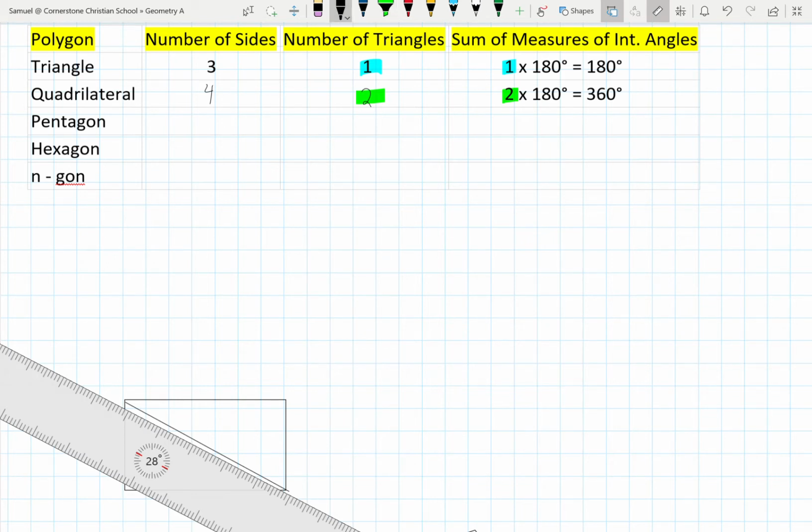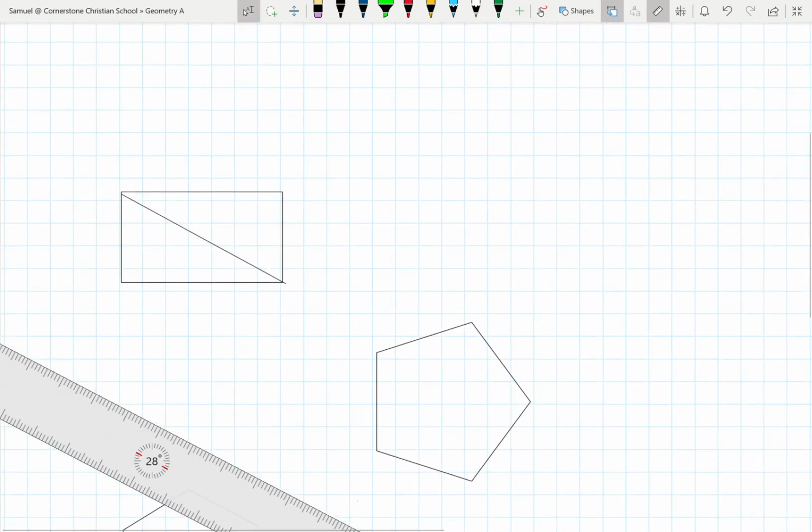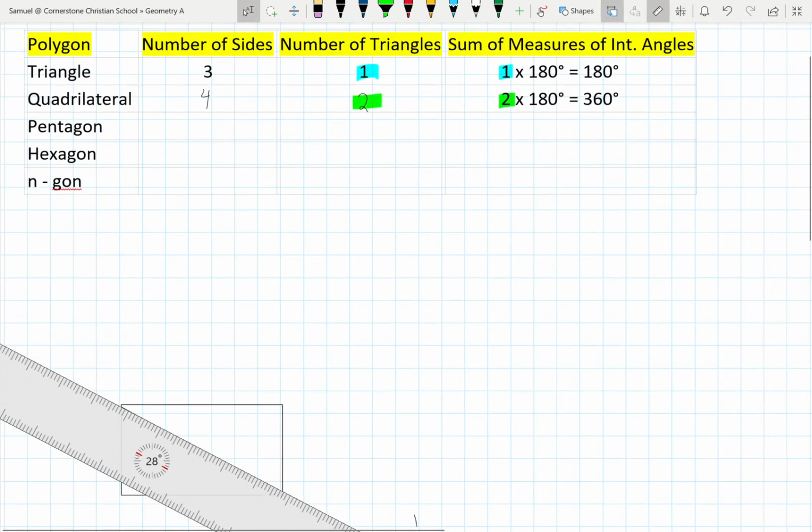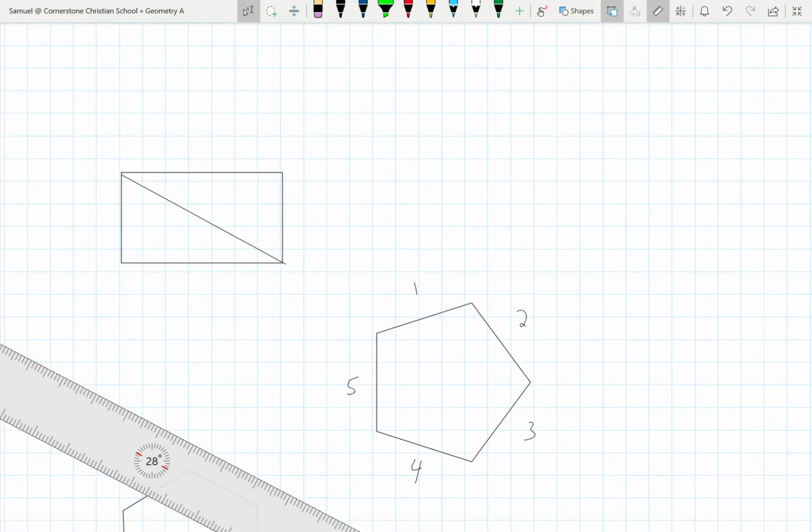This pattern that we're going to see emerge continues for all shapes, all polygons. So for a pentagon, how many sides? Here we have one down here. We have 1, 2, 3, 4, and 5. 5 sides for a pentagon. How many triangles can I have?